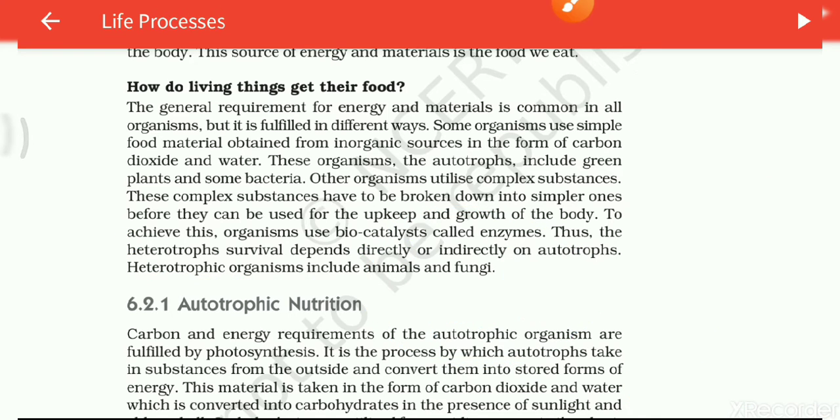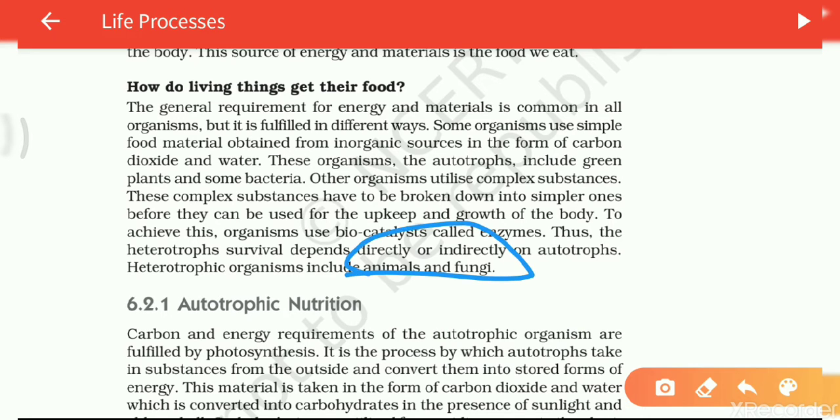Examples of heterotrophic organisms include animals and fungi. Animals cannot make their food, they always depend upon others. And fungi, which are white in color, cannot make their own food, they always depend upon others for their food. That's why heterotrophic organisms cannot make their own food and always depend upon others for their food.